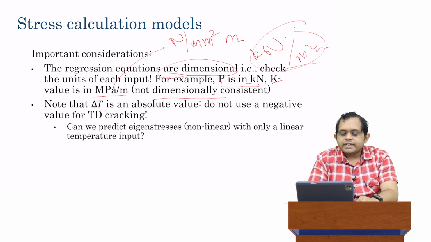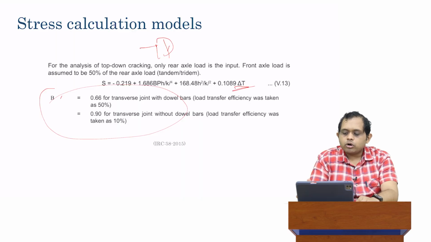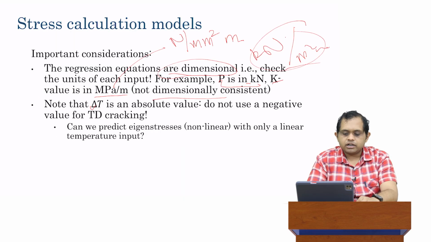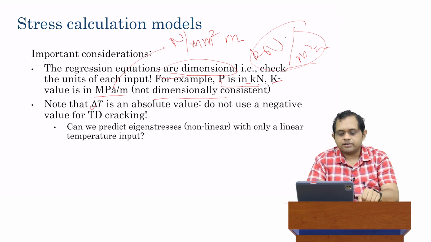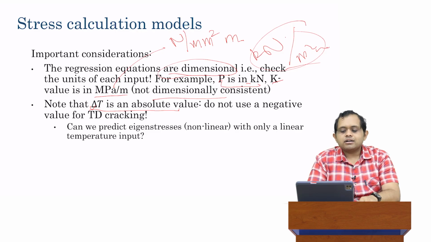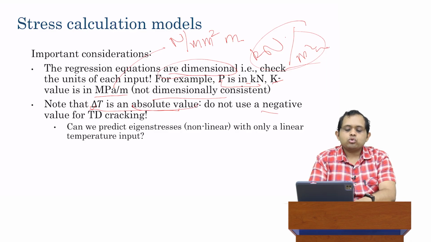Also, you want to note that delta T. So we saw that for top-down cracking, we had a delta T value. For bottom-up cracking, there's a delta T, which is a recommended input. We talked in the previous lecture on where to get these inputs from. That's from that table 1 in IRC 58. Note that it is an absolute value. So top-down cracking occurs when delta T is less than 0. But the input you should be using should be the absolute value. Do not use a negative value.